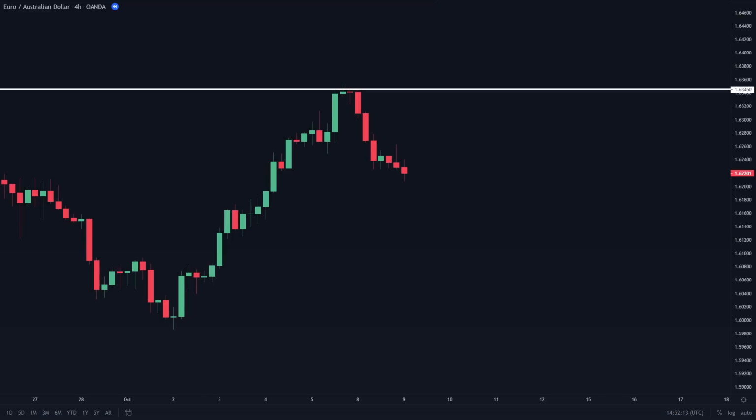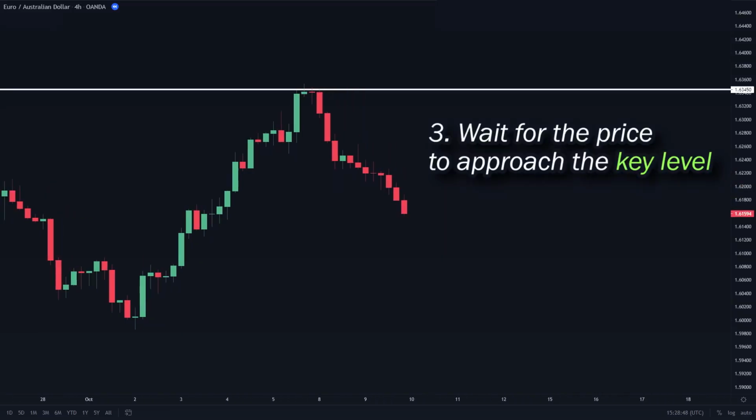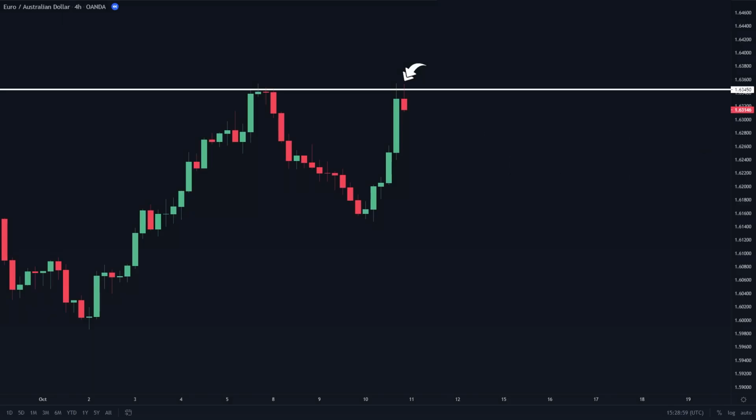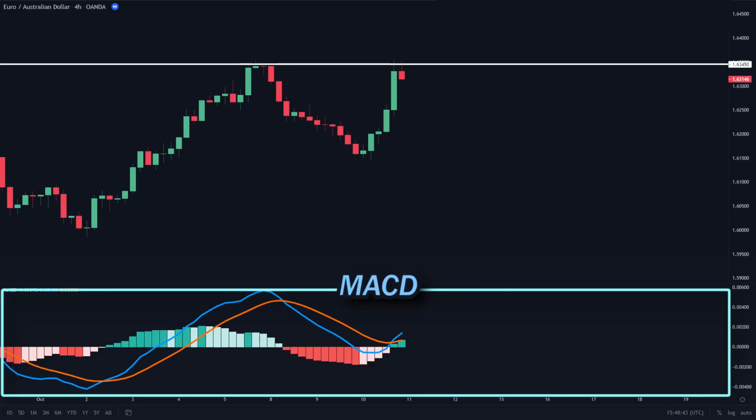The next step is you want to wait for the price to approach the same key level once again. Now once this happens, we are expecting the price to reverse downwards. However, just because the price touches a key level doesn't guarantee that a reversal will happen, because key levels aren't magic. Prices can always break right through. And that is why we need to use extra confirmation to make sure that there is actual downwards momentum as price touches this area, which is where the MACD indicator comes into play.